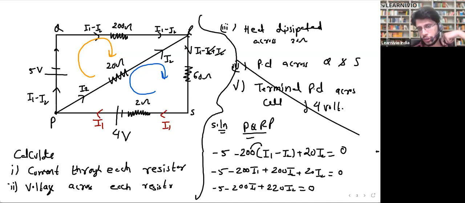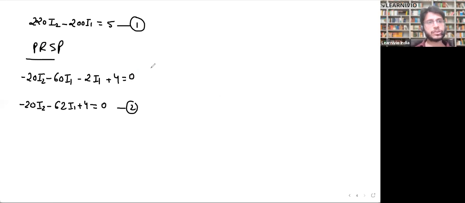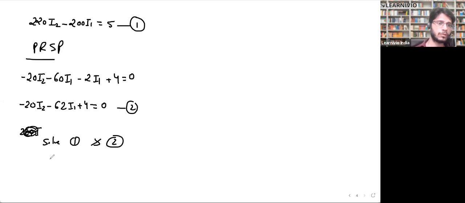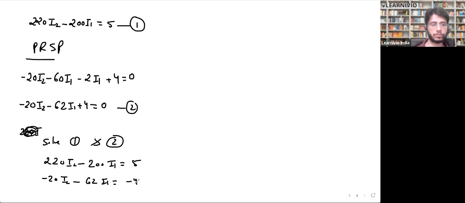Anyways, now let's solve these two equations. The first is as written, and the second is 220 I2 minus 200 I1 is equal to 5. Then we take minus 20 I2 minus 62 I1 is equal to minus 4. Let's solve 1 and 2. What should I do?